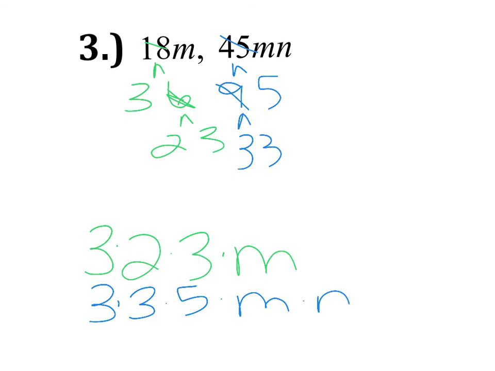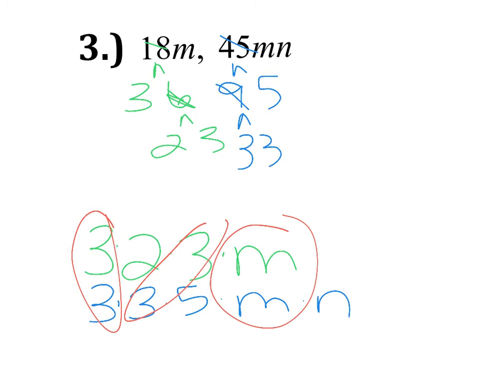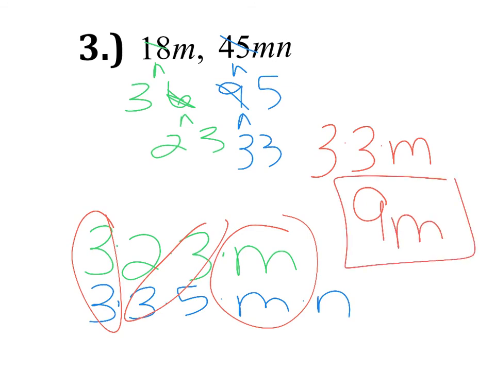Now looking at both the top and the bottom, I'm going to circle what they have in common. Again, it does not have to line up top to bottom. So they have a 3, and an m in common. So the GCF is going to be 3m. So you're looking to see what they have in common, the greatest common factor. If they have more things in common, you're going to multiply them together. That's how we got 3 times m.